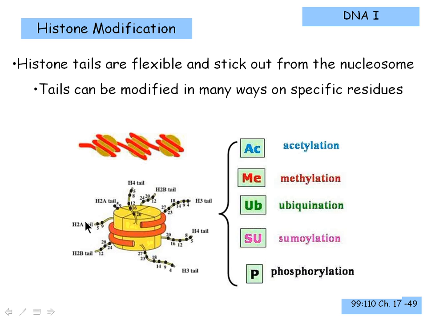So we have 2 H2A tails, 2 H2B tails, H3 and H4. So for example, on the H2A tail, there's a serine at residue 1 that can be modified. We have lysines at residues 5 and 9 that can be modified. Anyway, just to give you the idea, there are so many different modifications that can occur on a lot of different residues on these proteins. The different modifications are acetylation and methylation, which are the two that we'll mainly be focusing on today, ubiquitination, sumoylation, and phosphorylation.